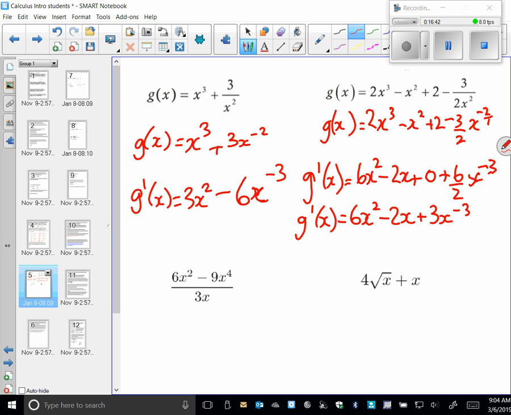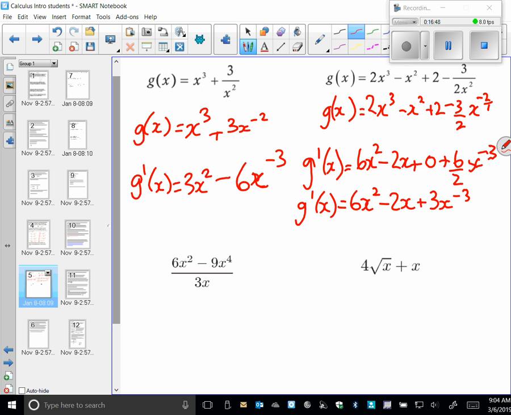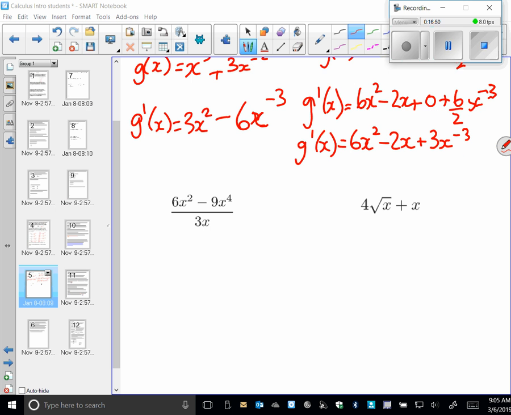Okay? Can I go too fast? Right, now this one here. We've got 2 things on the top, 1 thing on the bottom. If we have this kind of situation, what we would do is separate these. So this question, it's not called anything, let's call it y. And so y, I'm going to now write as 6x squared over 3x, take away 9x to the 4 over 3x. So all I've done is separate my fraction.